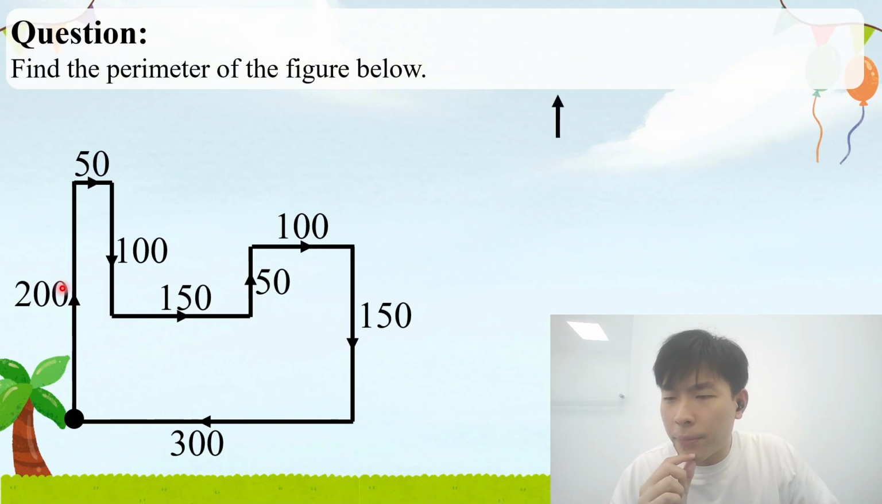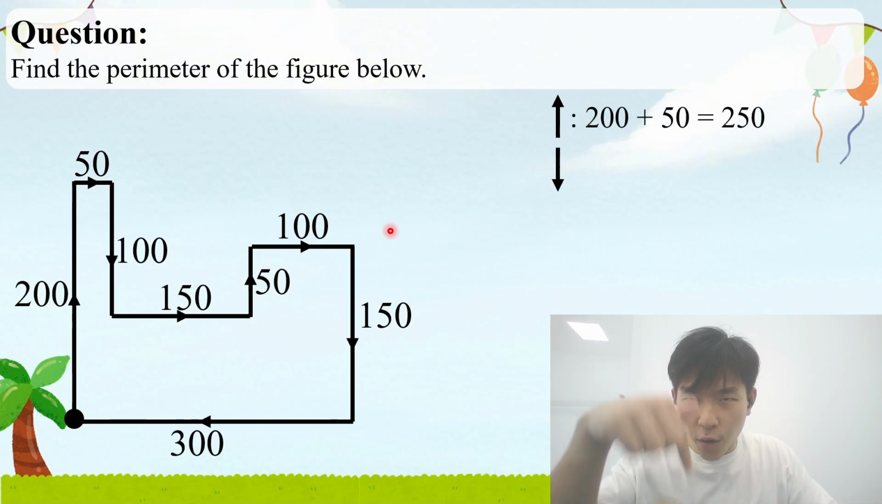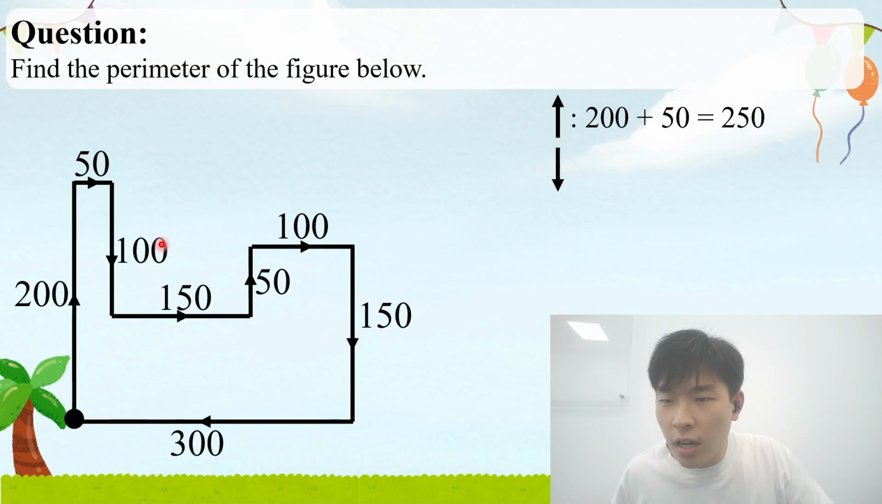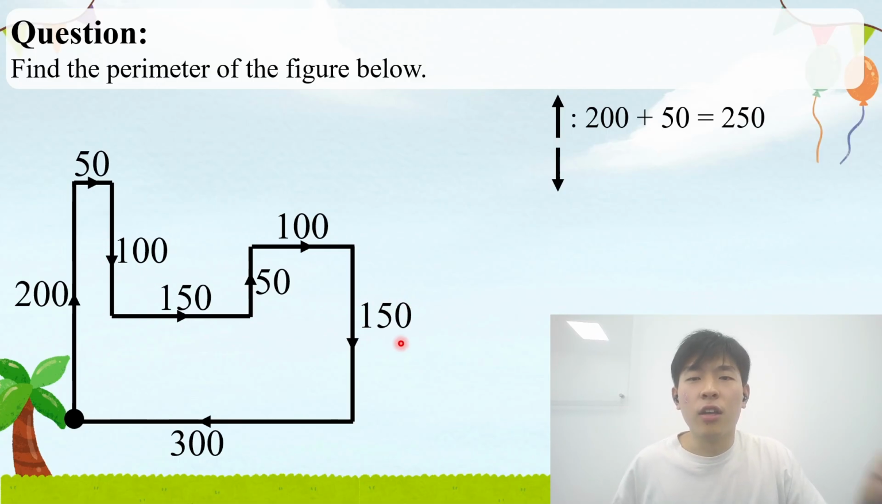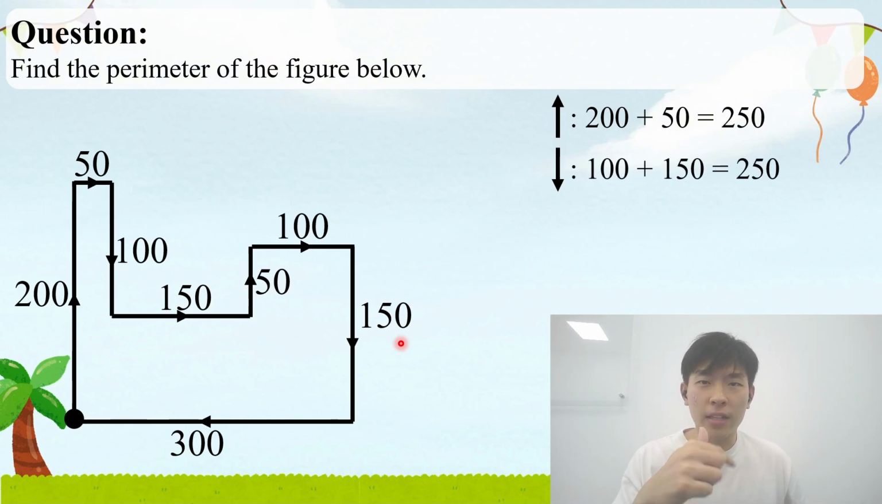Now let's look up here. Okay, there's a 200 and up to 50 here. So 200 plus 50, which is 250. Next, going down. So let's look here, 100 here and 150. So 100 plus 150 is 250. So up and down will again be the same.